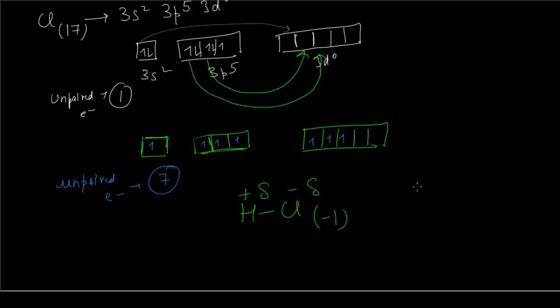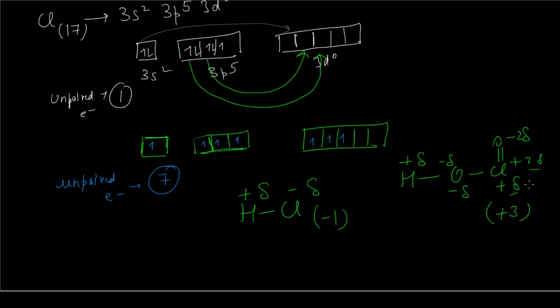Another example is that of HOCl, which is hypochlorous acid. In this acid, you will see that oxygen gains a partial negative charge and chlorine gains a partial positive charge. Oxygen has a partial 2 negative charge because there are 2 bonds, right? And these two both are polar. So this is partial positive charge and here also partial negative charge. So in total, chlorine has an oxidation state of +3 because it has 3 units of partial positive charge, right? Chlorine, being a halogen, can still exhibit positive oxidation states, unlike fluorine, right? So that's also something to note here.